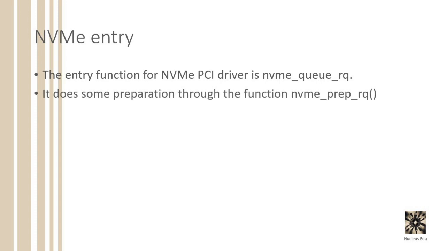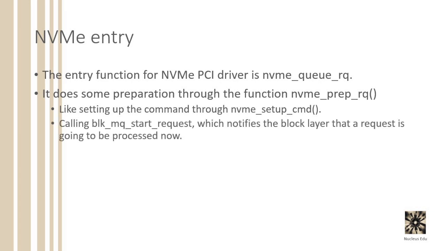The function does some preparation through NVMe prep request, like setting up the command, which is done through NVMe setup command, and then calling block MQ start request, which notifies the block layer that a request is going to be processed now. It then copies the request to its submission queue.